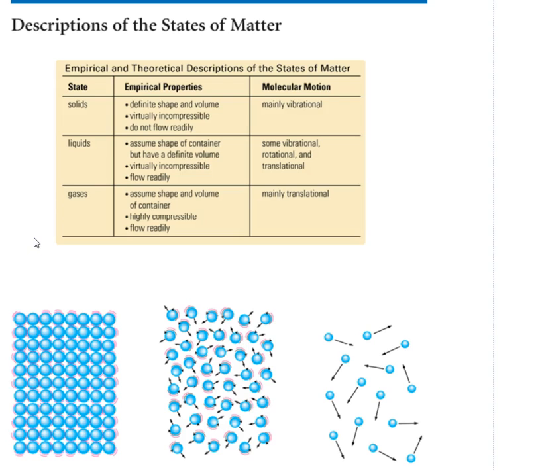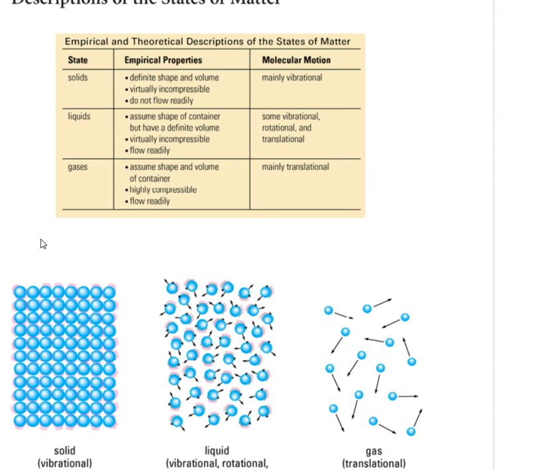Liquids, on the other hand, like gases, tend to assume the shape of a container. They have a definite volume that can be measured. They're very hard to compress, but both liquids and gases do flow readily. And so these properties here can be explained using the kinetic molecular theory, which, for just the types of motion, is an indication of the strength of attraction between particles.